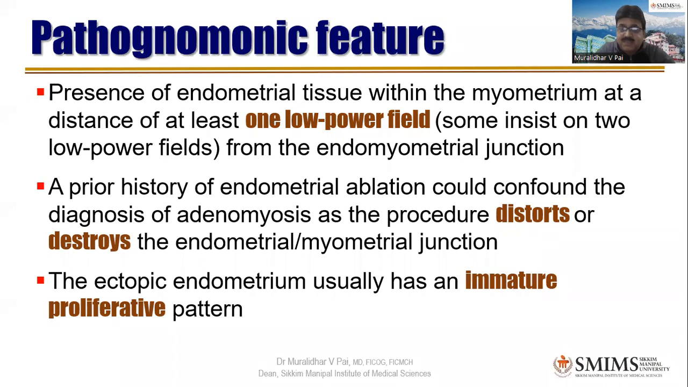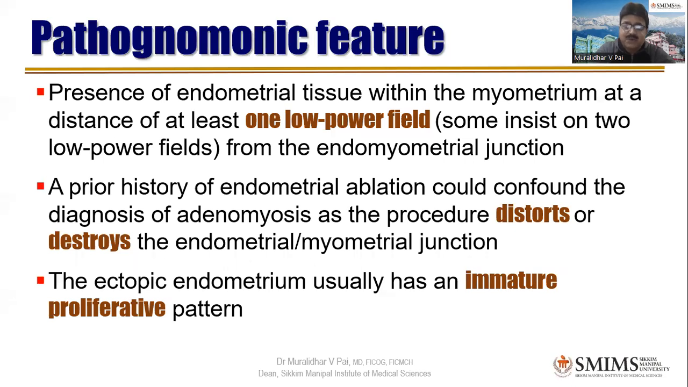The ectopic endometrium usually has an immature proliferative pattern. That is exactly why adenomyosis is not very well responsive to the hormones that we give. For the progesterone to act, it has to be a nicely well proliferated endometrium with a good estrogenic stimuli. Otherwise, the progesterone will not act that well.